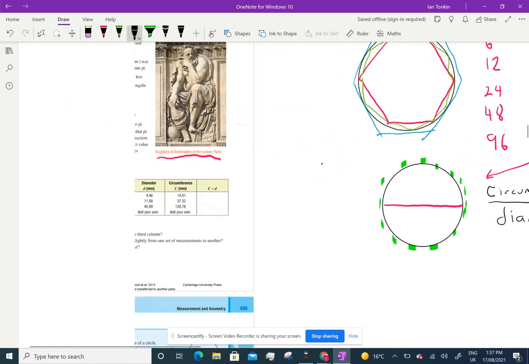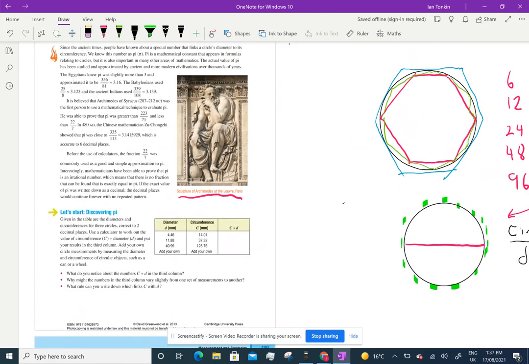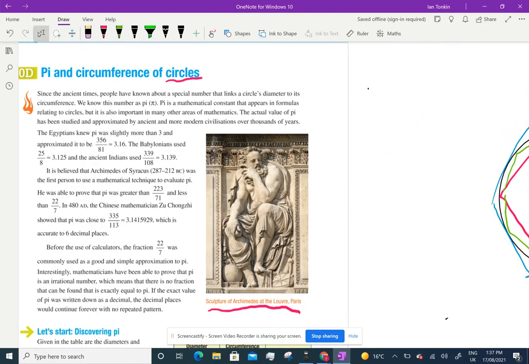And that was Archimedes. Now, other civilizations also did this. The Egyptians knew pi. Look at this. Their approximation was that. The Babylonians used 25/8. The Indians used that.